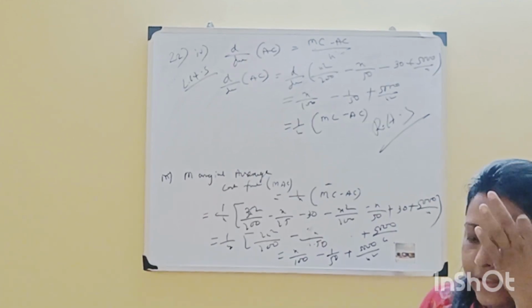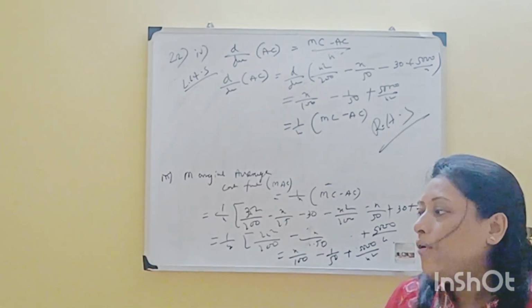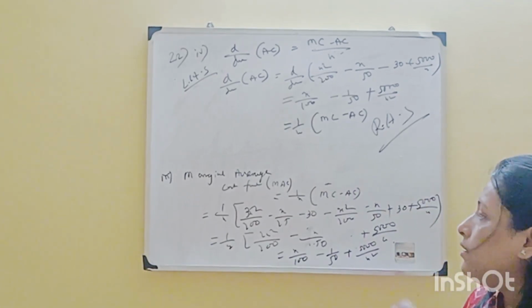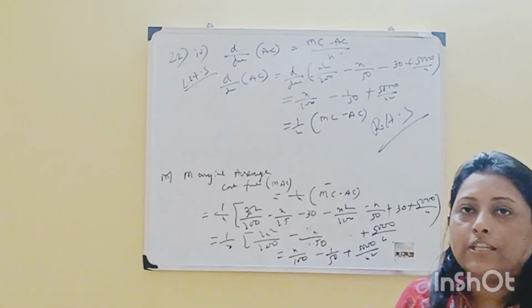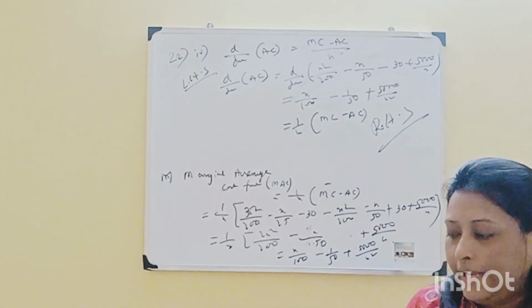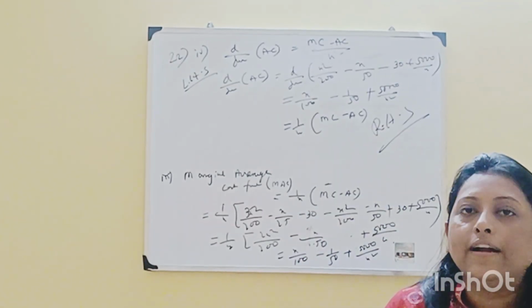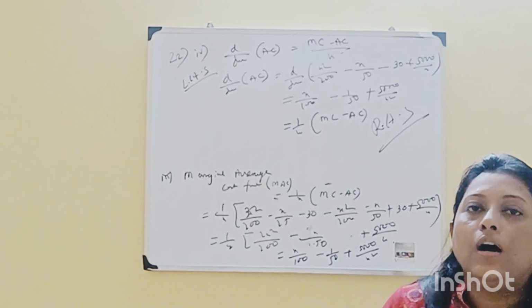Okay, so 23 is basically LPP. I hope I have finished all the solutions of ISC mathematics, section A, section B, section C, all the solutions. So I hope all of you are clear. If you can't understand any solution, just comment or text me, whatever.